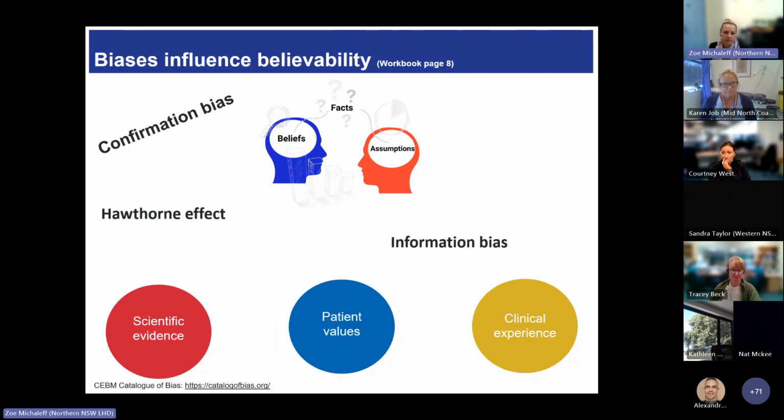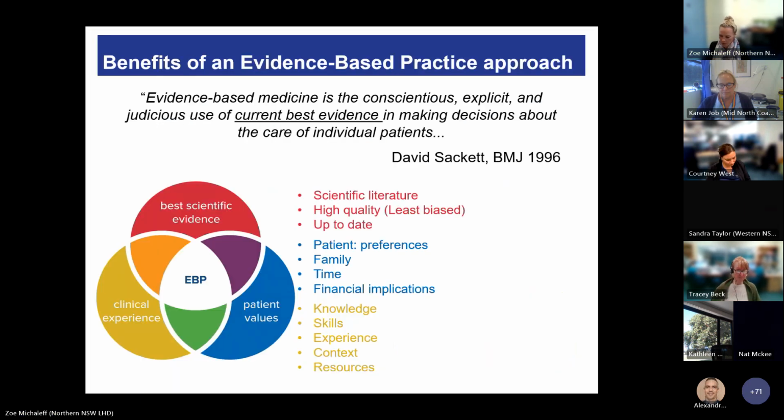There are over 50 different types of biases that influence information you collect from these 3 key sources. And if this is something that piques your interest, I recommend that you go and have a look at the catalogue of biases at the Centre of Evidence-Based Medicine. The reference is just down the bottom. Or refer to the workbook on page 8, where there's a bit of a summary of the more common biases described there.